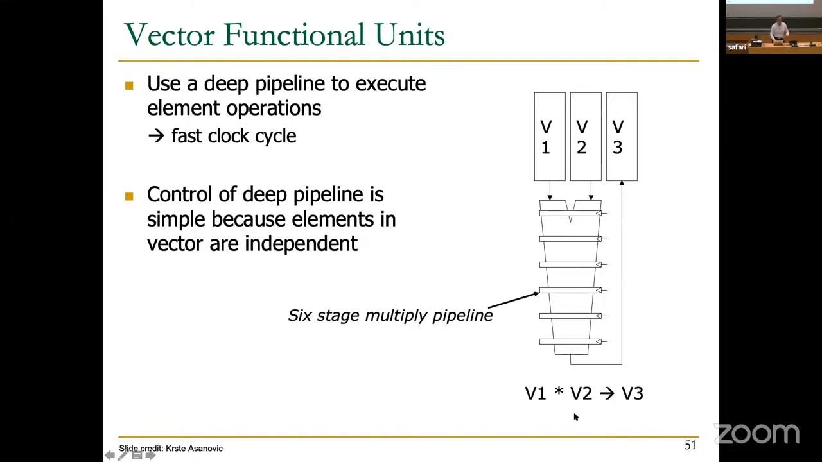Right? After 6 cycles, the 0th element result is available, and it's placed in the destination register 0 element. And every cycle, because of the pipeline, you get 1 element per cycle. Right? Initially, you fill the pipeline, but you get 1 element per cycle throughput from the functional unit. Based on all the pipelining principles, this is true, right? And here, the control of the deep pipeline of the functional units is simple because elements in a vector are independent.